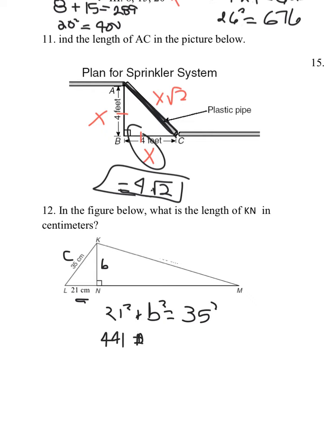And then 35 squared is a number. I need a vamp. 1225. So subtract the 441 over. You get 784. And the square root of 784 is... the wrong number I typed in, sorry. 28.